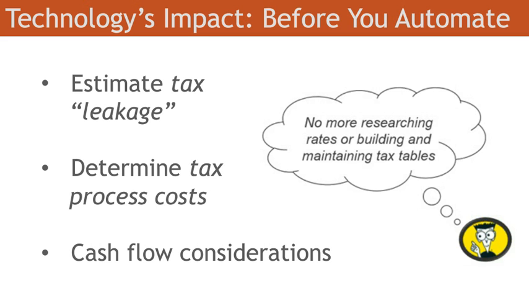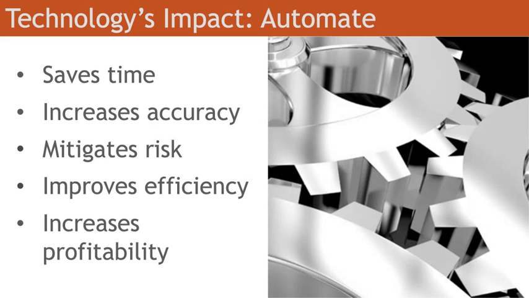So Mark, once a company does make the decision to automate, what impact is it going to have on their business? Well, companies that utilize technologies inevitably end up saving time and effort. They're going to dramatically increase their accuracy, and as a result, they're going to drive down their risk.